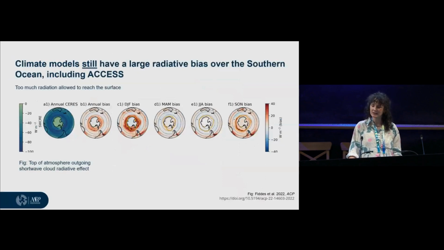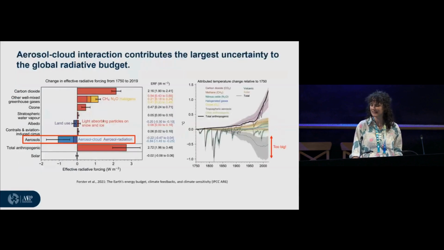So why do we actually care? Climate models, which includes ACCESS, the CMIP models, ERA5, and even our satellite retrievals of radiation, they all have this large radiative bias over the Southern Ocean. You can see it's the worst in our summer. This big bias here, the red, basically means that too much sunlight is reaching the surface of the ocean, which can cause warm biases. It can affect other parts of the physical system. So we're trying to reduce this bias by looking at the cloud-aerosol interaction.